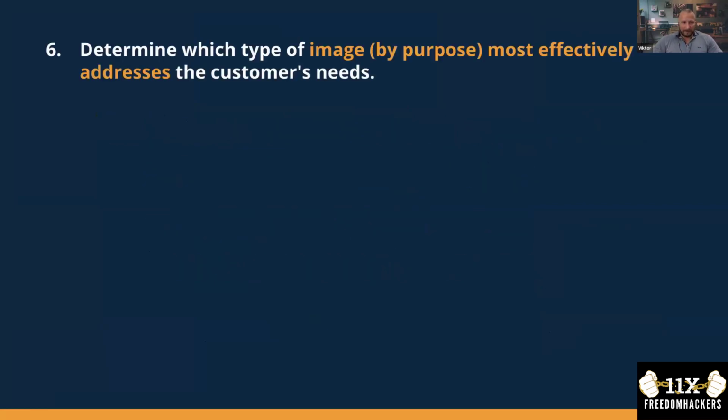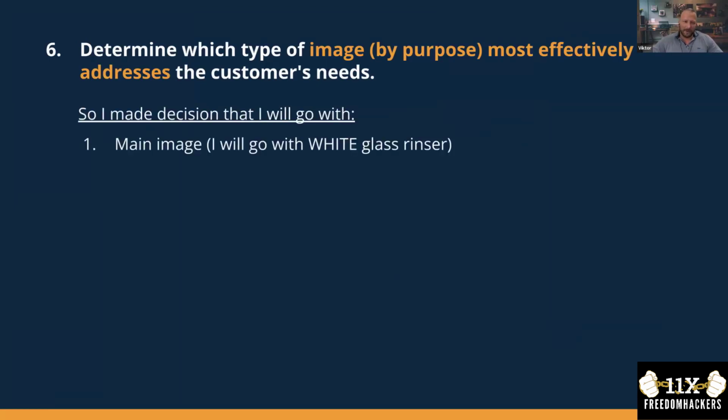So again, all right, let's do it now. I made a decision for the main image: I will go with a white glass rinser, because I did a little research and saw that everyone has steel and black ones. No one has white ones. There are 3 white ones, but there's not really competition. I'll go with the white one, right? So that's my main image tactic.